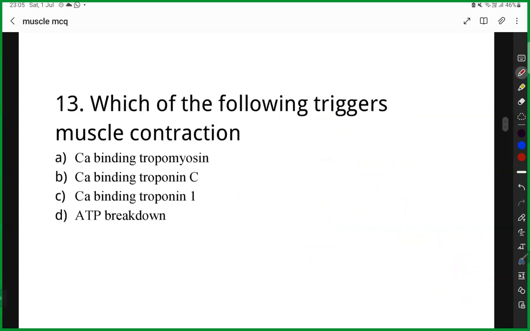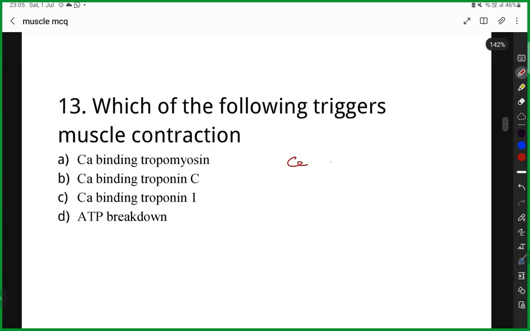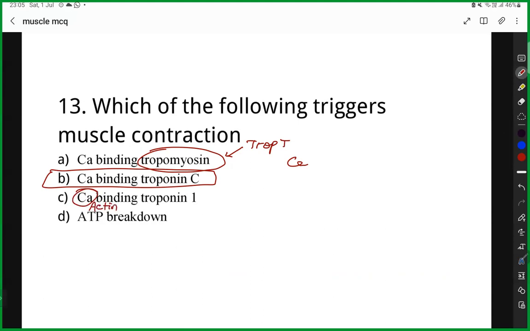Now, which of the following triggers muscle contraction? I have already told you, calcium binds with TROP-C. Only TROP-C binds with calcium. TROP-T binds with your tropomyosin. TROP-I binds with actin. ATP breakdown is also involved, but ATP breakdown is not going to cause muscle contraction.